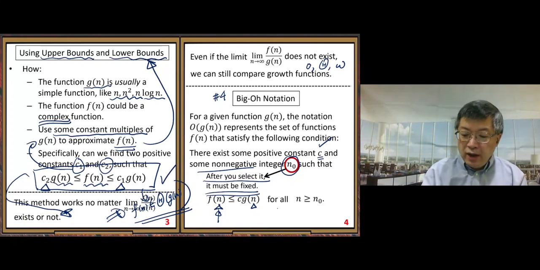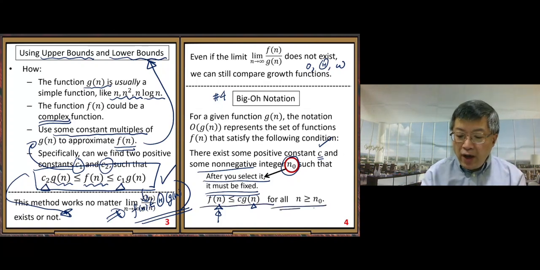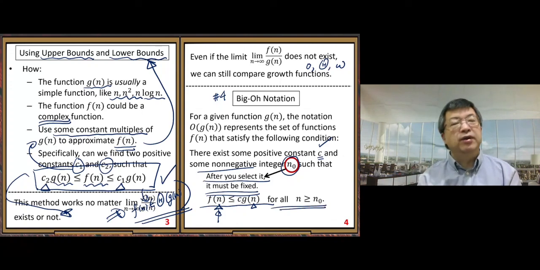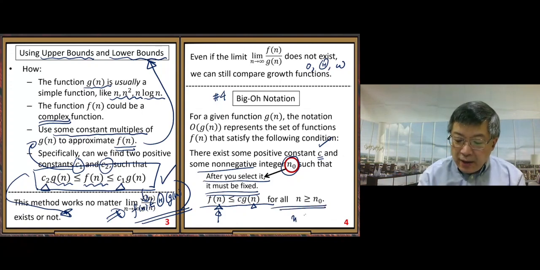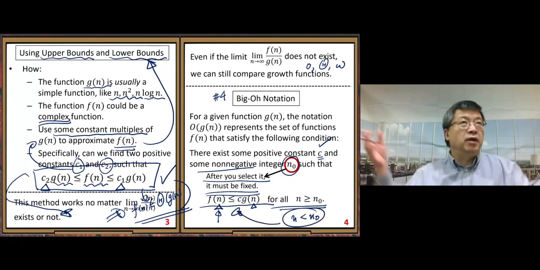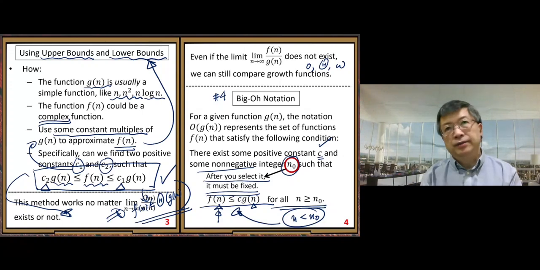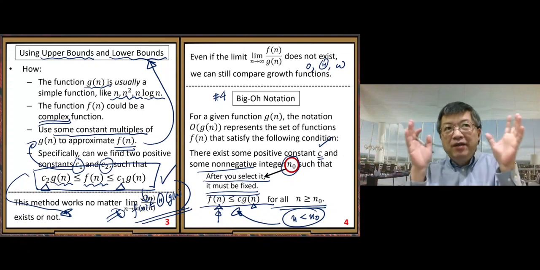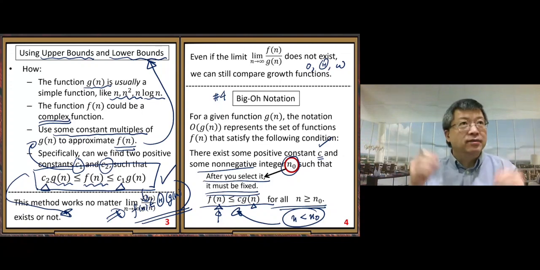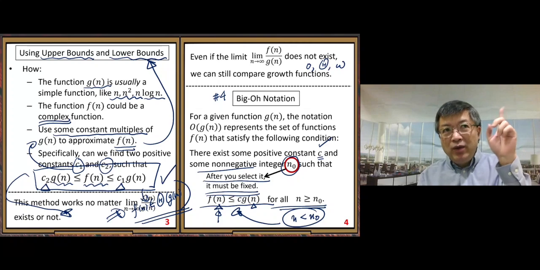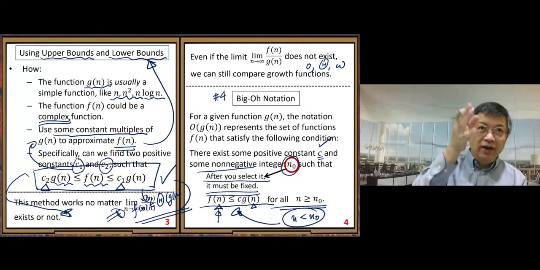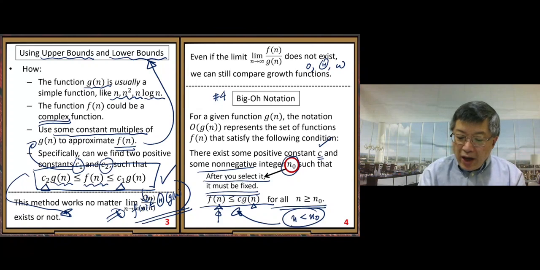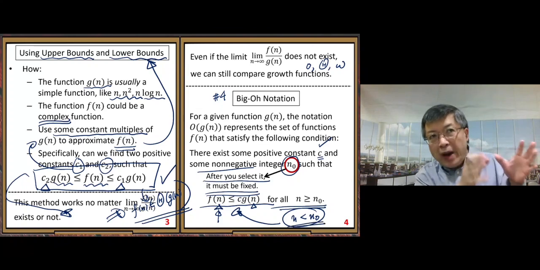We only want to make this inequality true for all n greater than or equal to n0. When n is less than n0, we don't care whether it's true or not. It doesn't matter. Why is that? Let me give you a quick explanation. Remember we learned about the overhead part before, right? When n is less than n0, we treat n as relatively small.